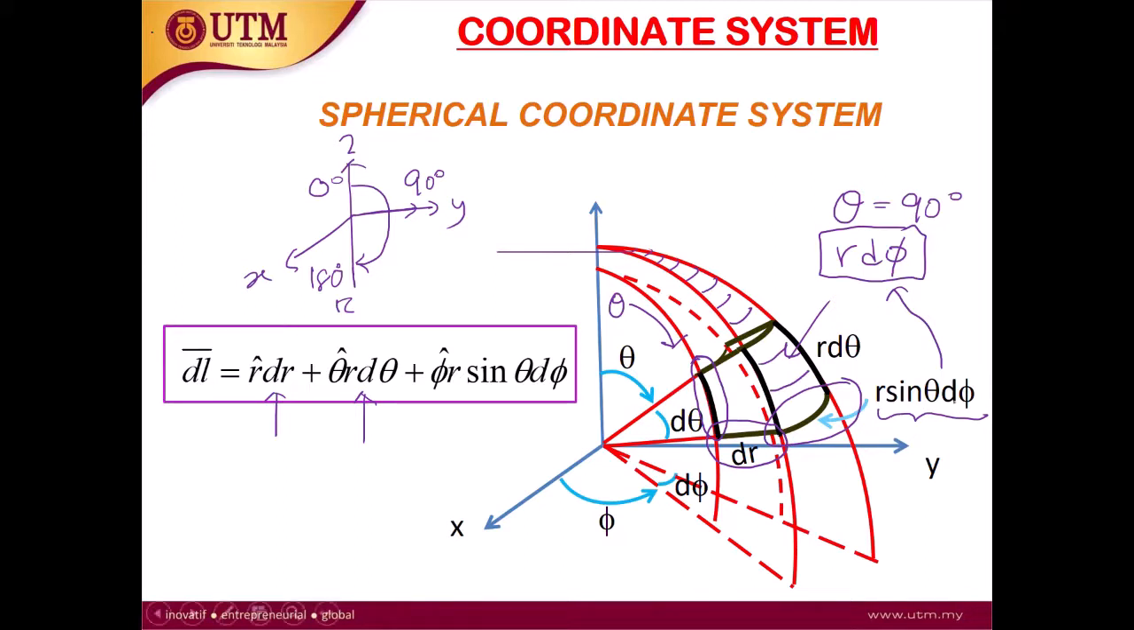So what is the vector direction? It is basically going in this direction, which is the phi direction. That's why we get r sine theta d phi in the direction of phi. This is how we define the dl for spherical coordinates.